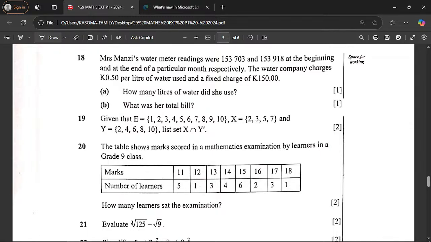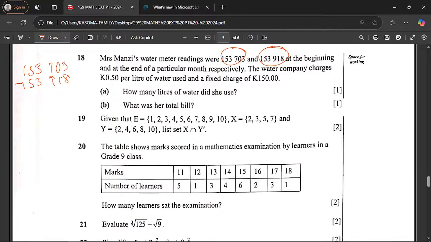Okay, so we need to subtract these numbers, which means subtracting this number from this number. I'll write them here on the left side of the screen, 153,703 minus 153,918, like that. Then we find the difference.